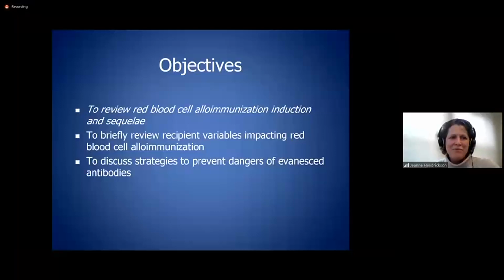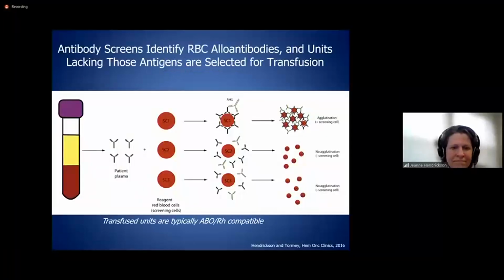So we have 3 objectives for this brief 20-minute talk. We're just going to start by talking about red cell alloimmunization induction and sequelae. As everyone in this audience knows, we do antibody screens in the blood bank just to look for existing antibodies, and we select units lacking cognate antigens for transfusion. Typically a unit selected is going to be ABO and RH compatible and not further matched.